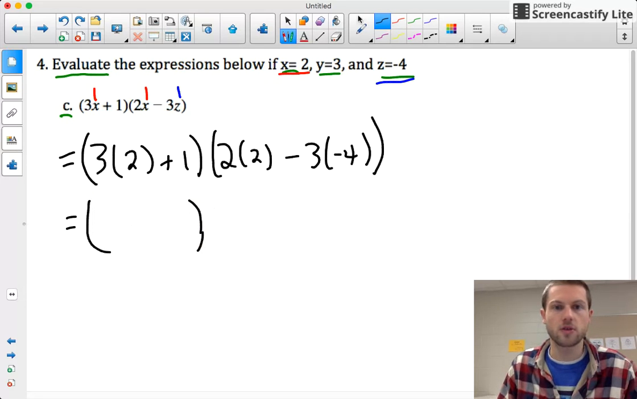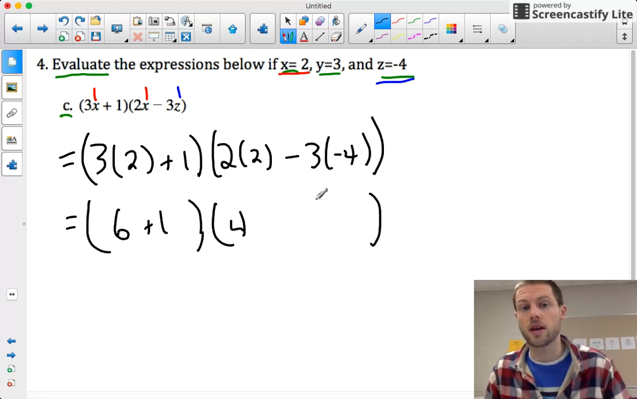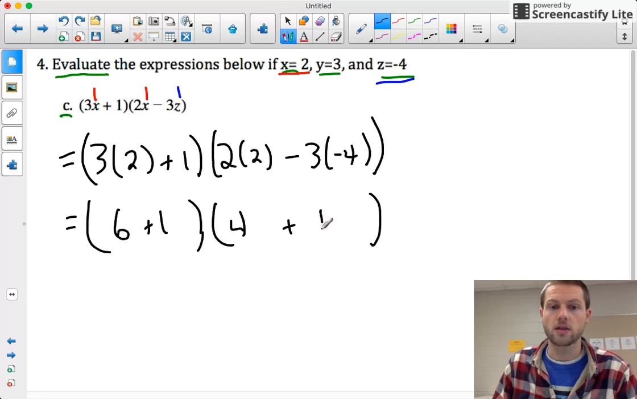I've got 3 times 2. That's going to give me a 6 plus 1. And now over here, I've got a 2 times 2. That's a 4. And now I have a negative 3 and a negative 4. That's going to give me a positive 12.